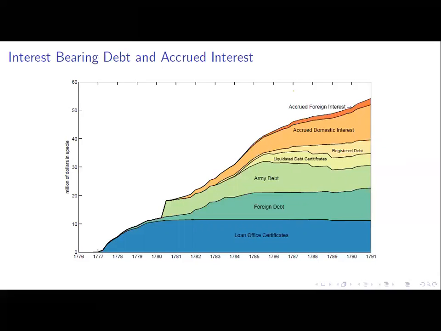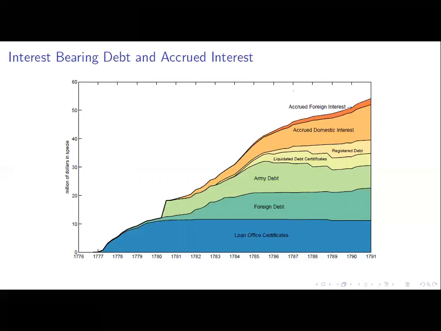It's this green. And then there's kind of equal portions of the loan. There's these loan office certificates. There's the Army debt. There's these additional liquidated debt certificates. Some of these liquidated debt certificates are going to get refinanced into something called registered debt. And you'll see that these obligations go up as they go onto the books. They start to go onto the books starting in 1780, and then they start going in 1781, 1782 as these things start to get recorded.